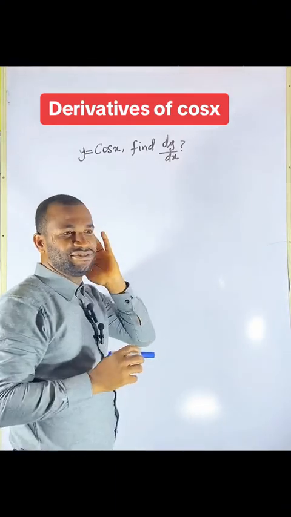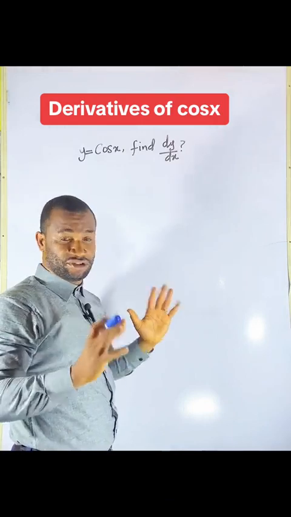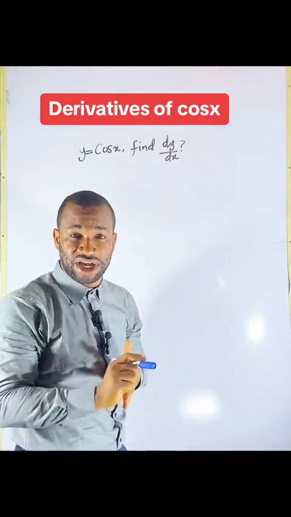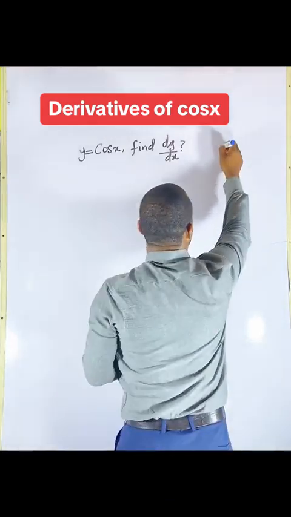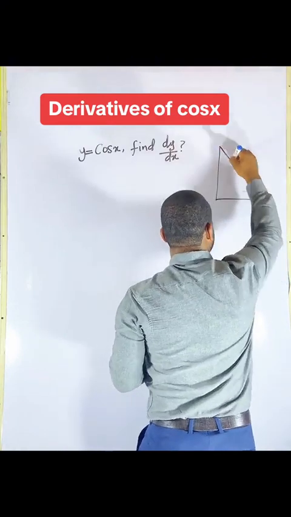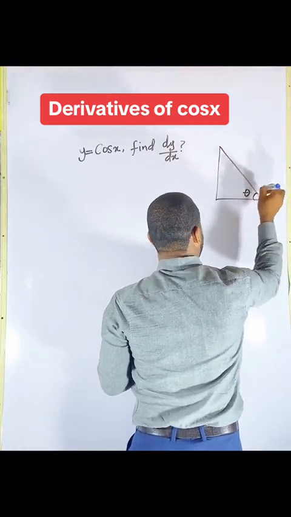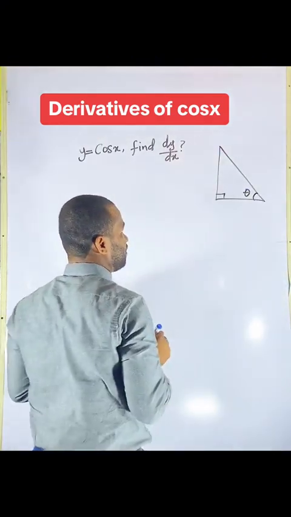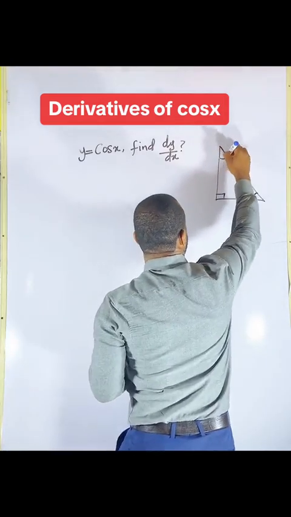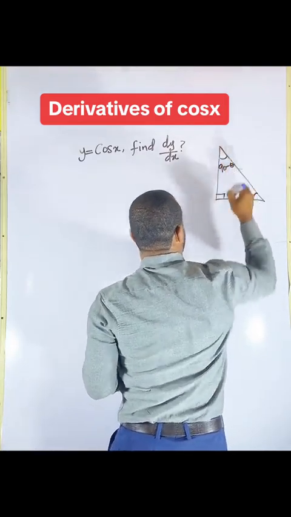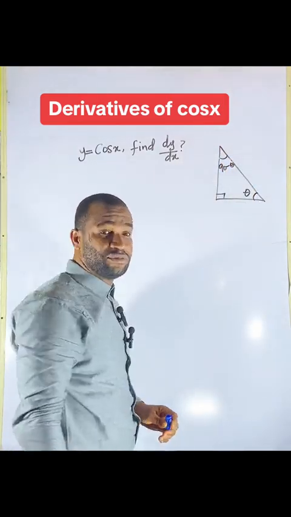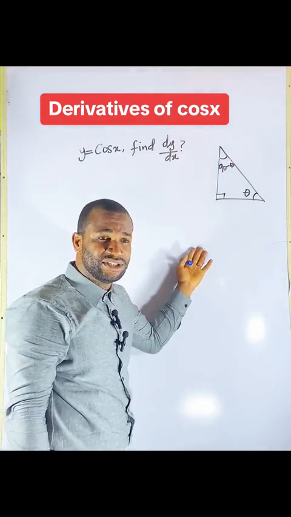Remember in trigonometric ratios, especially complementary angles, where we say that if you have a right angle triangle and this place is given as theta, remember this is 90 degrees, this place is going to be 90 minus theta. I don't want to go far into the proof because remember this is advanced math.